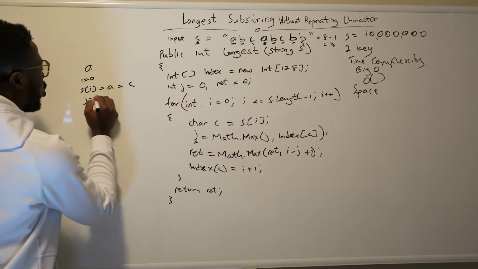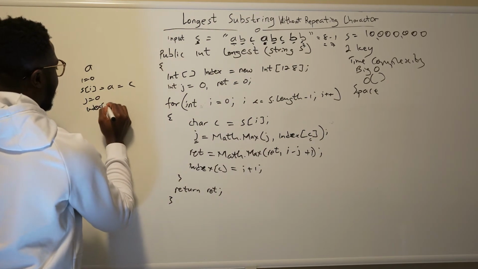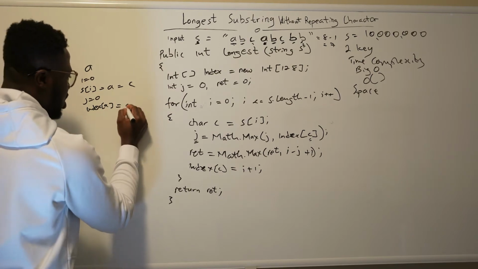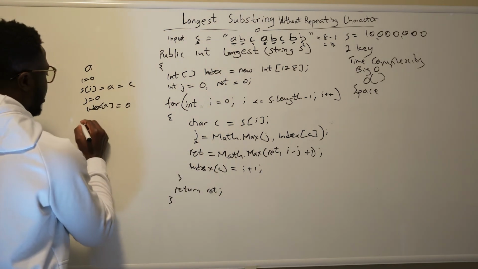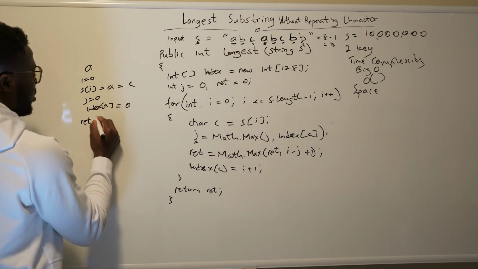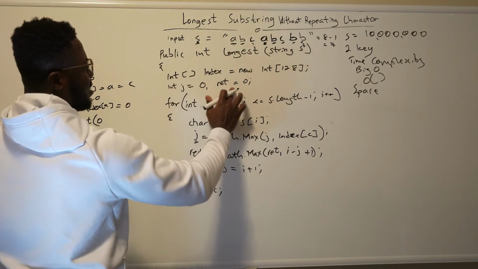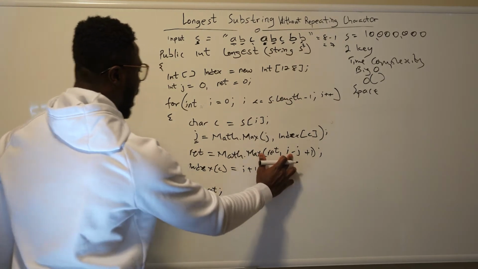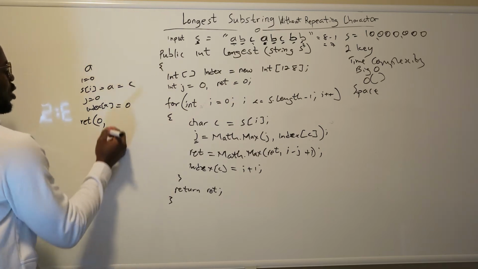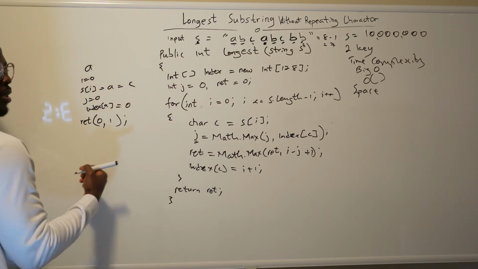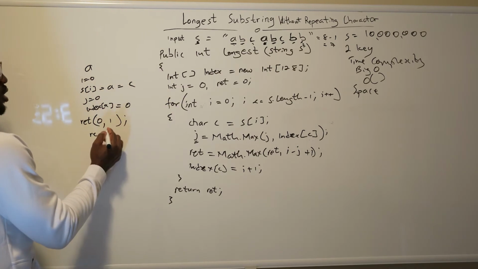J equals 0. Index at A equals 0, because we've not set it yet, right? We come here, we do the return. Return is 0 because we initialize it at 0 here. We know I is 0, J is also 0, plus 1, which is 1. So the return is the max here, which is 1.